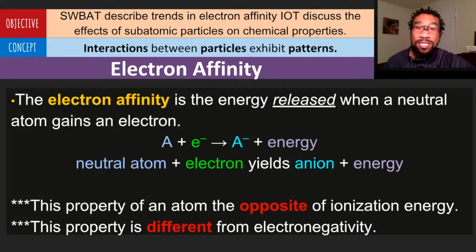Electron affinity. The definition of electron affinity is actually the energy released when a neutral atom gains an electron. So you start off with a neutral atom and you add an electron to it. And what ends up happening is that this becomes a negatively charged ion called an anion. And the result is you release energy. This is actually the opposite of ionization energy. And so the property is a little bit different also from electronegativity, if you've heard of that before as well.